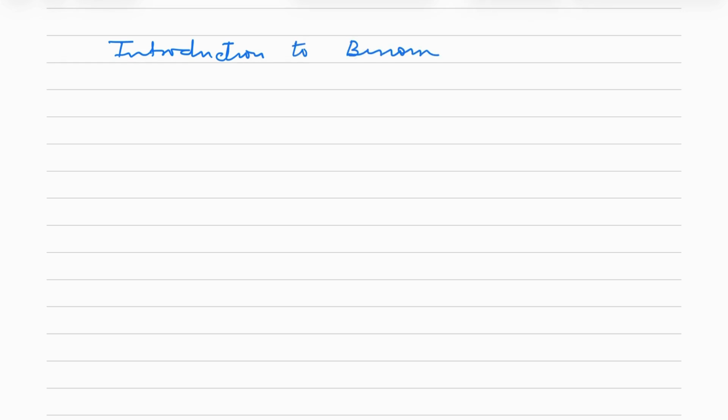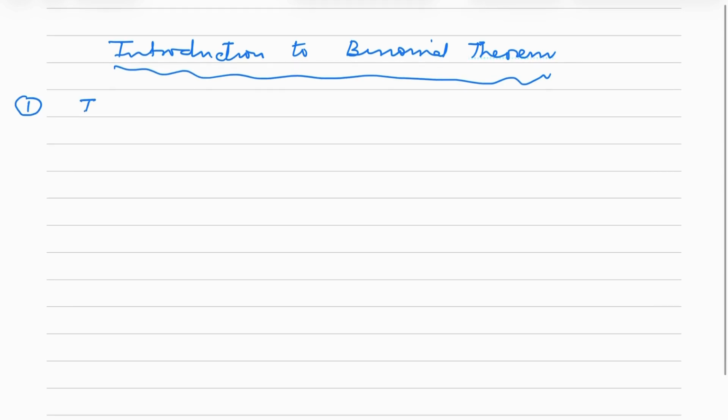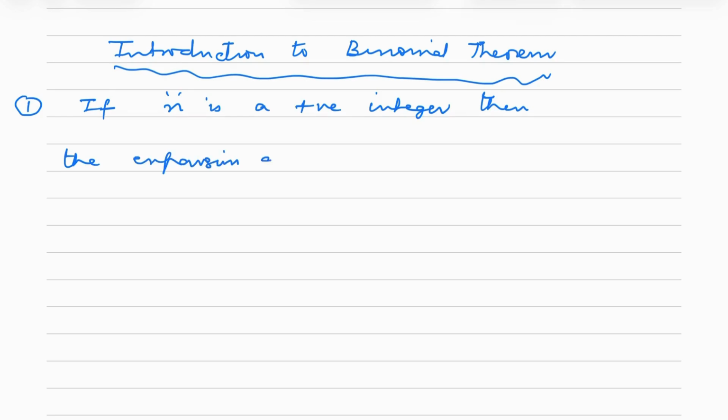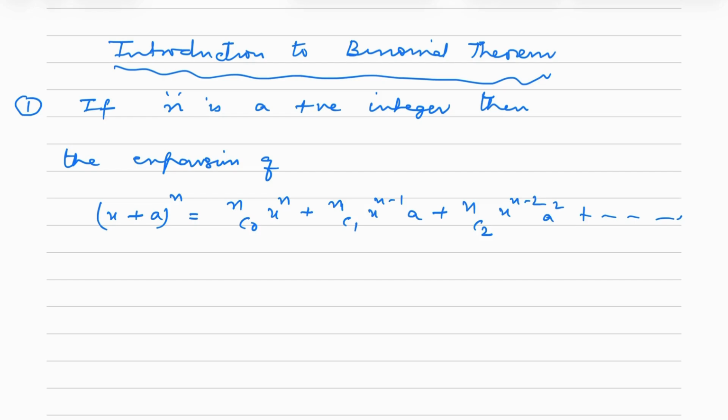Binomial theorem. Now the first point is, if n is a positive integer, then the expansion of (x + a)^n is equal to nC0 x^n + nC1 x^(n-1) a + nC2 x^(n-2) a^2 + and so on, plus nCr x^(n-r) a^r + and so on, plus nCn a^n.